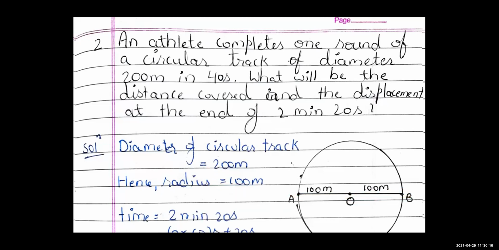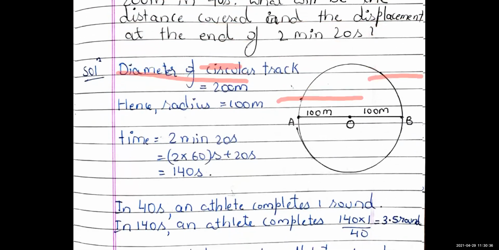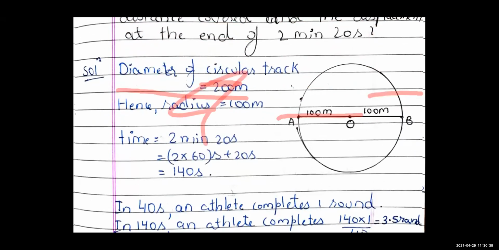Now let's read the question further. One round in 40 seconds. One round he is completing in 40 seconds, right? Now, what will be the distance covered? You have to find distance and displacement both at the end of 2 minutes 20 seconds. So 2 minutes 20 seconds seems to be their favorite time. 2 minutes is 120 seconds. 120 plus 20, 140 seconds. So you need to find where the athlete will reach after 140 seconds.